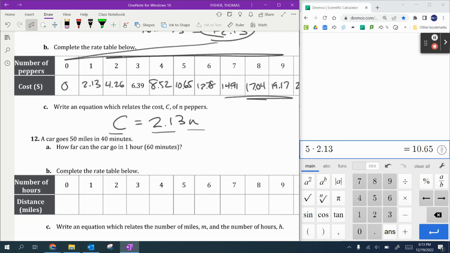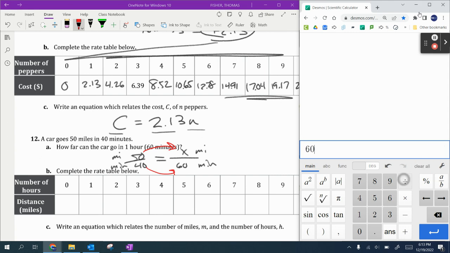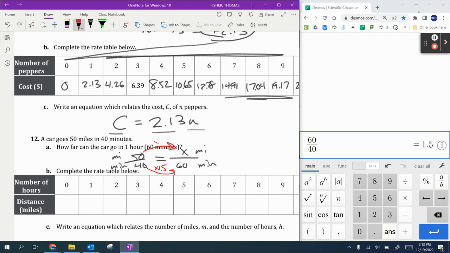For this one, it wants us to first figure out the unit rate for 1 hour. So if it's 50 miles in 40 minutes, you want to get to 60 minutes, x miles. You want to use a scale factor to go from 40 to 60 and use that same scale factor up top. So again, I'm going to do the new one divided by the old, and we get times 1.5. So 1.5 times 50 is our answer, 75 miles.